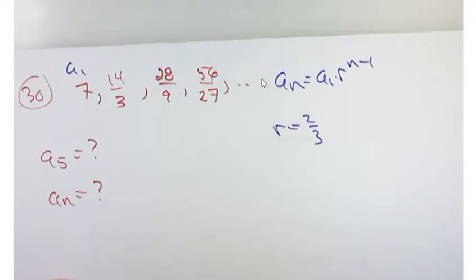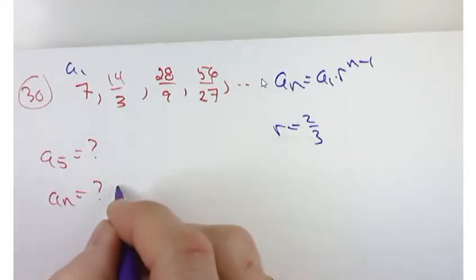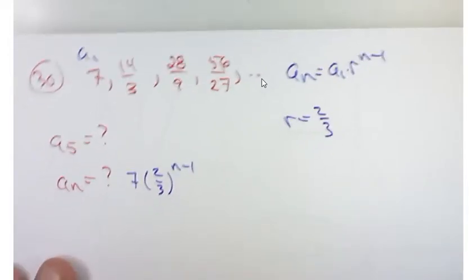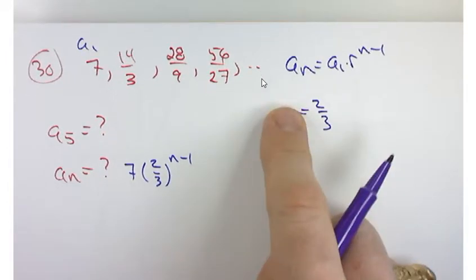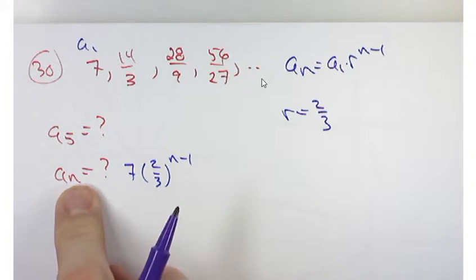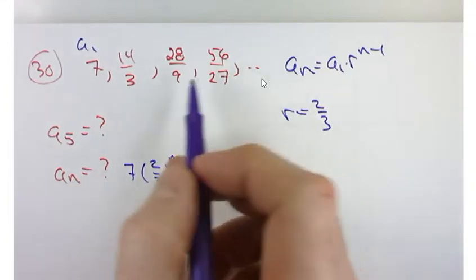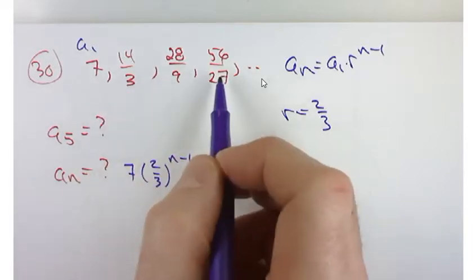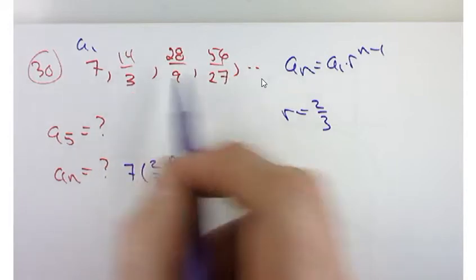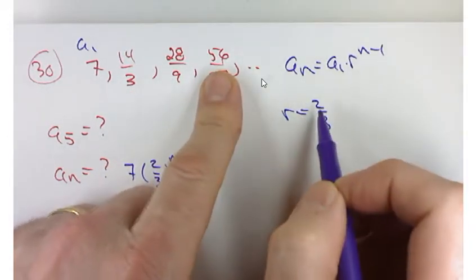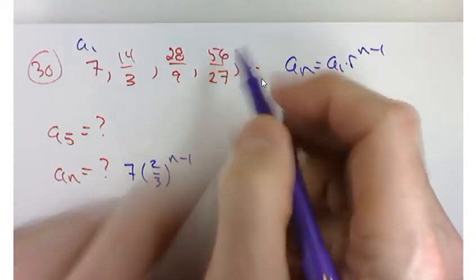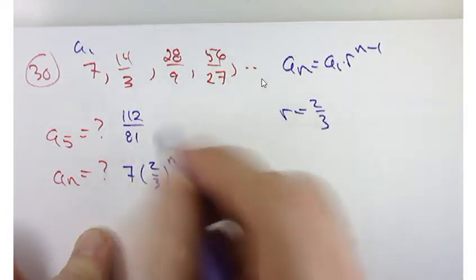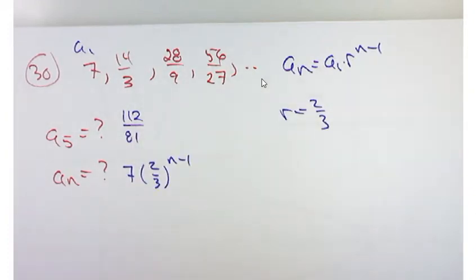And with that, we can come up with a sub n. A sub n is 7 times 2/3 to the n minus 1. Now, there's two ways you can come up with a sub 5. One is you can put a 5 in here and just do it out this way. But keep in mind what that common ratio says. To get from one term to the next, I'm just multiplying by 2/3. So this times 2/3, this times 2/3. And that's not too bad. What's 56 times 2? 112. And 27 times 3? 81. Thank you. So, there you go.